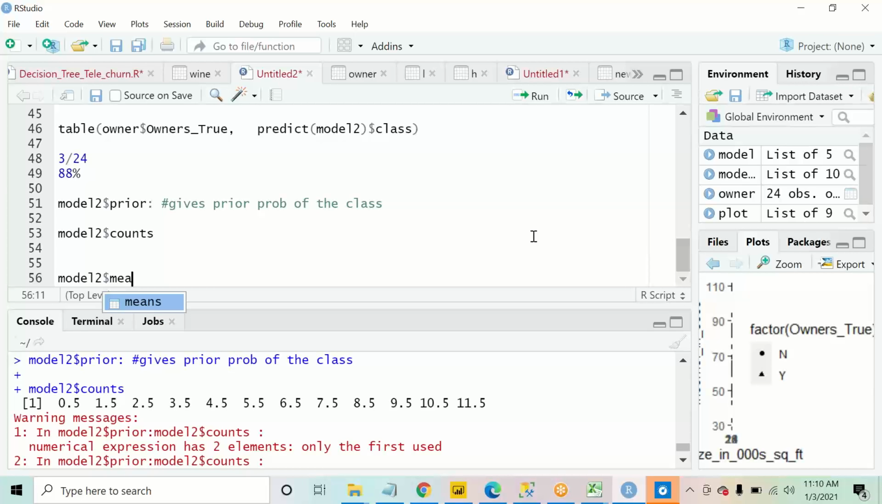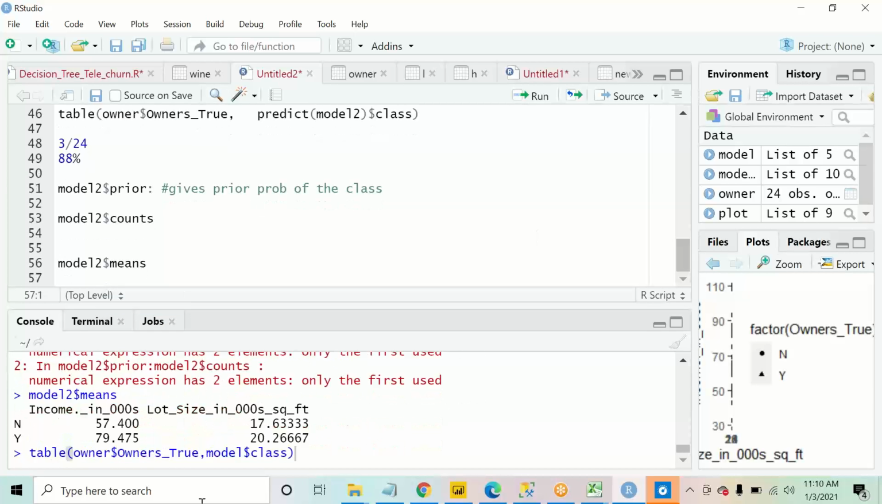Then another thing that this model will give you is model 2 dollar means. So you can find what is the average of income, right? Remember Fisher's ratio that we did. So you can see what is the average value of the mean for all the variables that you have. For no, what is the average income? For yes, what is the average income? For no, what is the average lot size? And for yes, what is the average lot size? Right, so you can see the mean values.